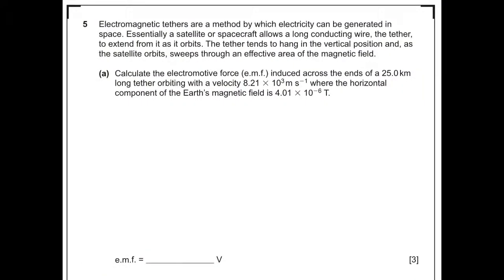Question 5. Electromagnetic tethers are a method by which electricity can be generated in space. Essentially, a satellite or spacecraft allows a long conducting wire, the tether, to extend from it as it orbits. The tether tends to hang in the vertical position, and as the satellite orbits, sweeps through an effective area of the magnetic field. Calculate the electromotive force EMF induced across the ends of a 25 kilometer long tether orbiting with a velocity of 8.21 times 10 to the 3 meters per second, where the horizontal component of the Earth's magnetic field is 4.01 times 10 to the minus 6 Tesla.